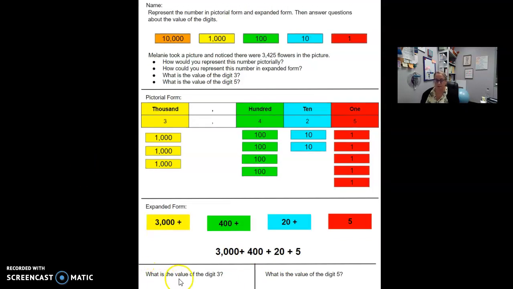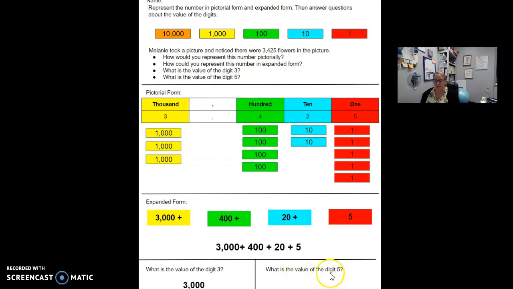Now I want to know what the value of the digit 3 is. So the first thing I'm going to do is find the 3. So if I look in my place value chart, I find the 3 is right here. I want to know how much this 3 is actually worth. What's the value of it? Well, my picture can actually help me because I'm going to count by how many thousands I have. So I have 1,000, 2,000, 3,000. So the value of my 3 isn't just 3, but it's actually 3,000.